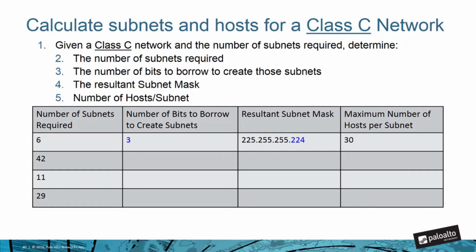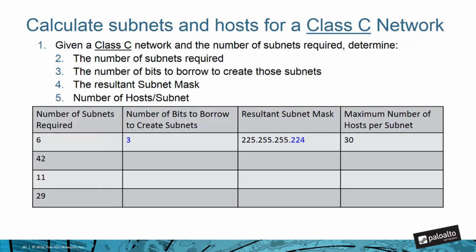But in this case here, the 3 bits that I used in order to create my 6 networks result in a subnet mask of 224, which is 128 plus 64 plus 32. The number of hosts that I have left, if you look in your table, would be 30. So it would be 32, 2 to the n minus 2, throwing out the 0 and the 1 address, and that would give me 30 hosts for each of those subnets.